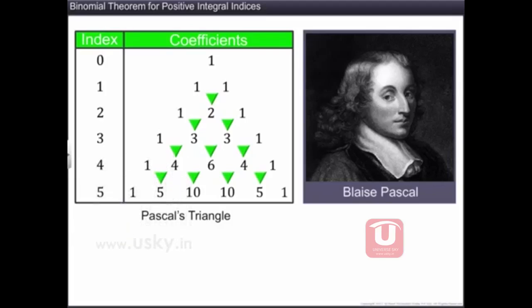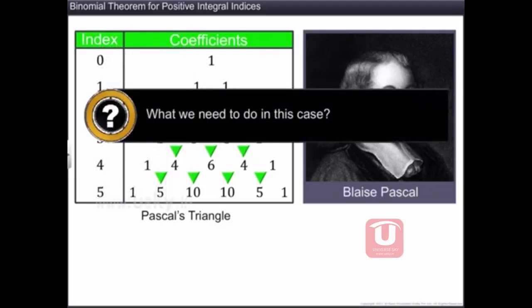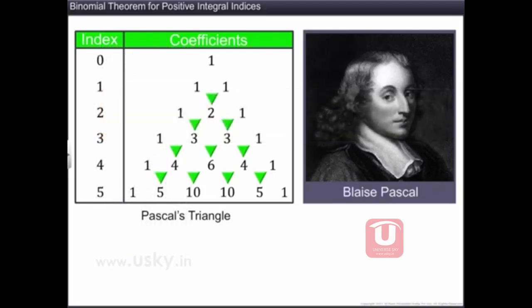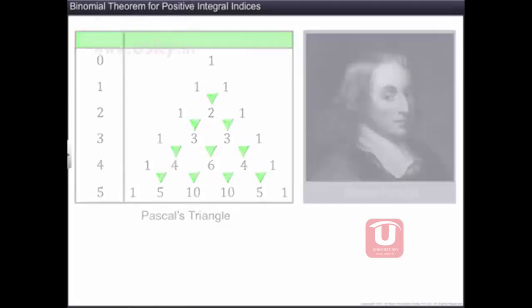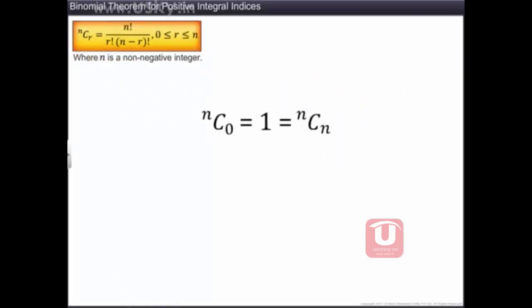However, when the power of a binomial is very big, writing the coefficients in Pascal's triangle is a lengthy process. What do we need to do in such a case? Here we make use of the concept of combinations to write the coefficients. We know that nCr is equal to n factorial upon r factorial multiplied by (n minus r) factorial. nC0 and nCn are equal to 1.